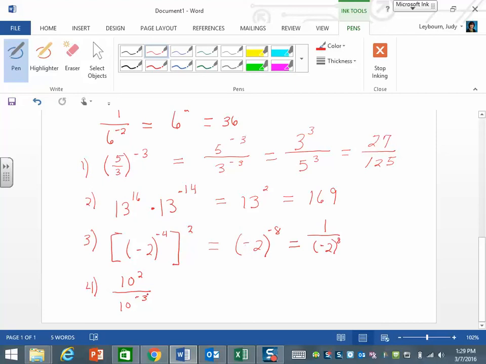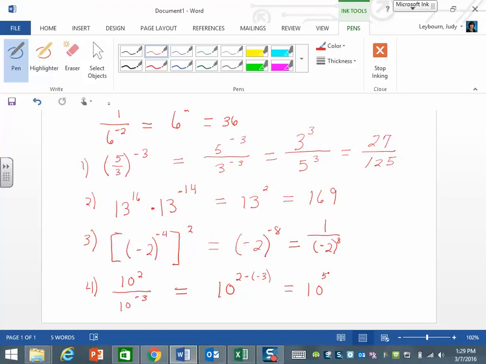And for this one, I could do it a couple ways. I could move the 10 to the -3rd to the numerator, because I'm taking its reciprocal, or I could simply divide. My base is 10. I start where I have more factors of 10, and here I have the 2. So 2 minus a -3 would be 10 to the 5th.